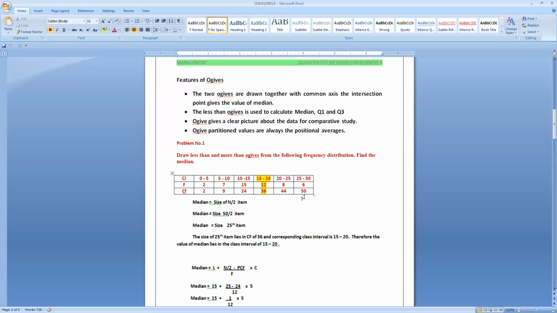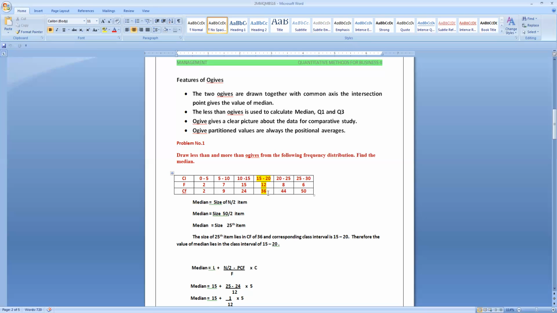Before going to draw less than and more than, first we should calculate the value of the median. Median is nothing but the size of the n by 2 item. Median equals n by 2, that is 50 by 2. Therefore, median is the 25th item. The 25th item lies in which CF? Here that is 24.